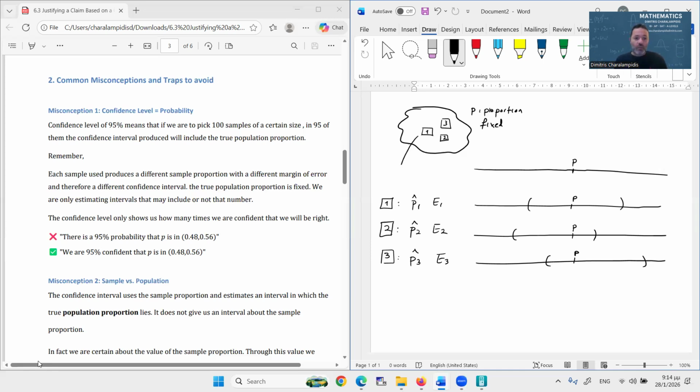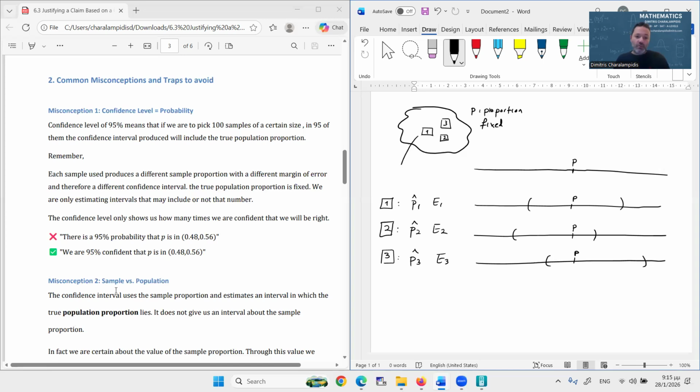That is all. So, whenever we see a statement like, there is a 95% probability that P is in there, no, that's wrong. Confidence intervals do not have anything to do with probabilities. What we would say is that we are 95% confident, and I just explained what that means, that in such 100 samples, 95 of them will include the true population proportion. So the correct statement would be, we are 95% confident that the true population proportion is between this interval.